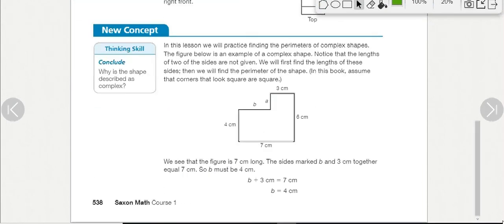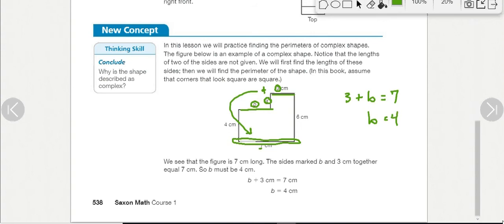And so we can find a perimeter if we know some information. The lengths of the two sides, A and B, are not given here, and yet we can know what they are. Okay? We know 3 is this part. So what's this part? If you put those together, they're going to give you this whole side is 7. So if 3 plus B is 7, what's B? B is 4.